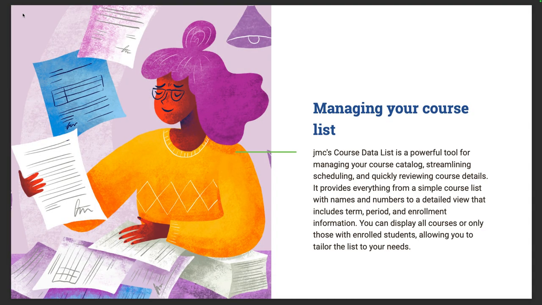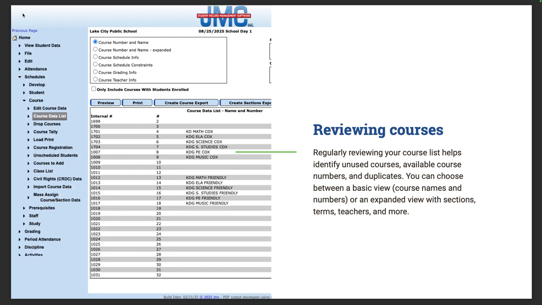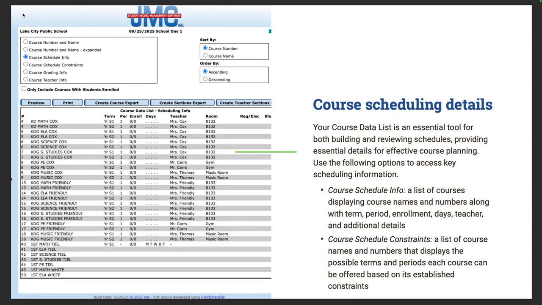JMC's course data list is a powerful tool for managing your course catalog, streamlining scheduling, and quickly reviewing course details. It provides everything from a simple course list with names and numbers to a detailed view that includes term, period, and enrollment information. You can display all courses or only those with enrolled students, allowing you to tailor the list to your needs. So when you're reviewing courses, regularly review your course list, helping you to identify unused courses, available course numbers, and duplicates. You can choose between a basic view, just the course names and numbers, or an expanded view with sections, terms, teachers, and more. So you can really narrow down what you want to get there.